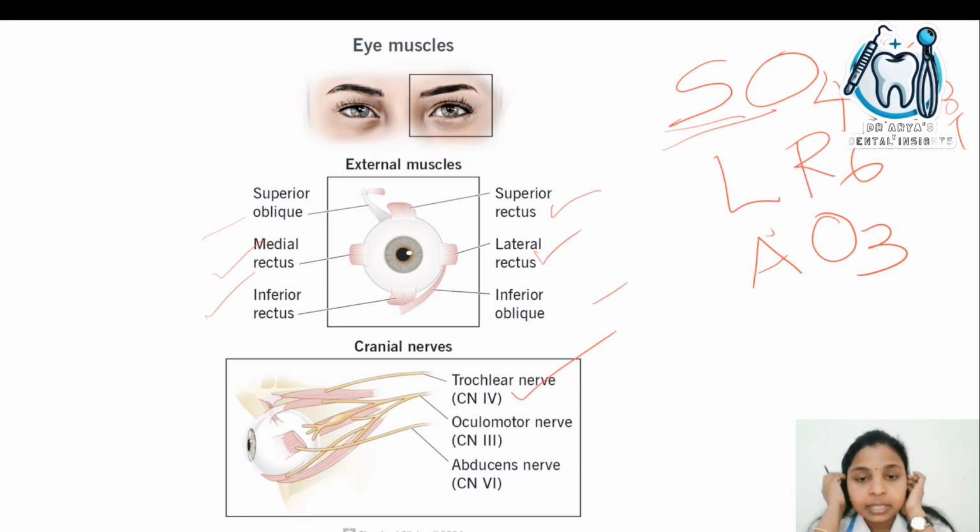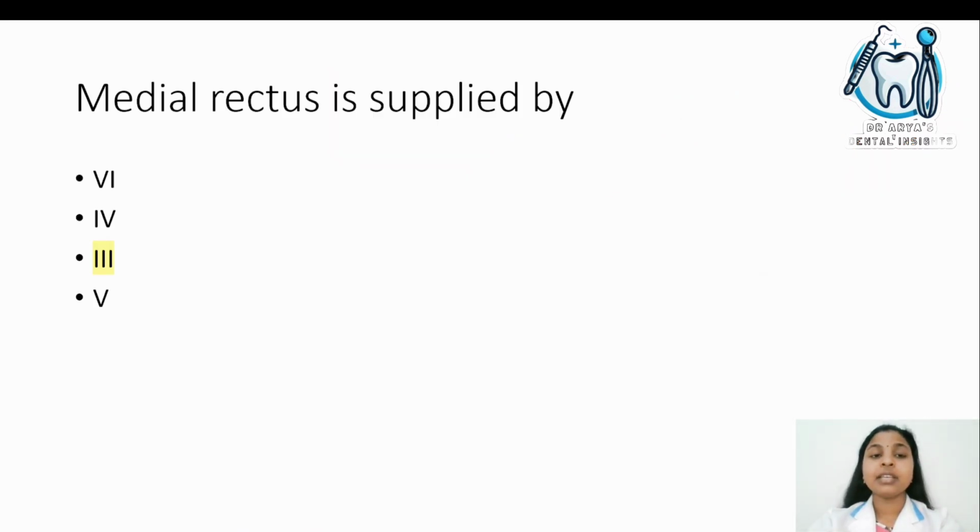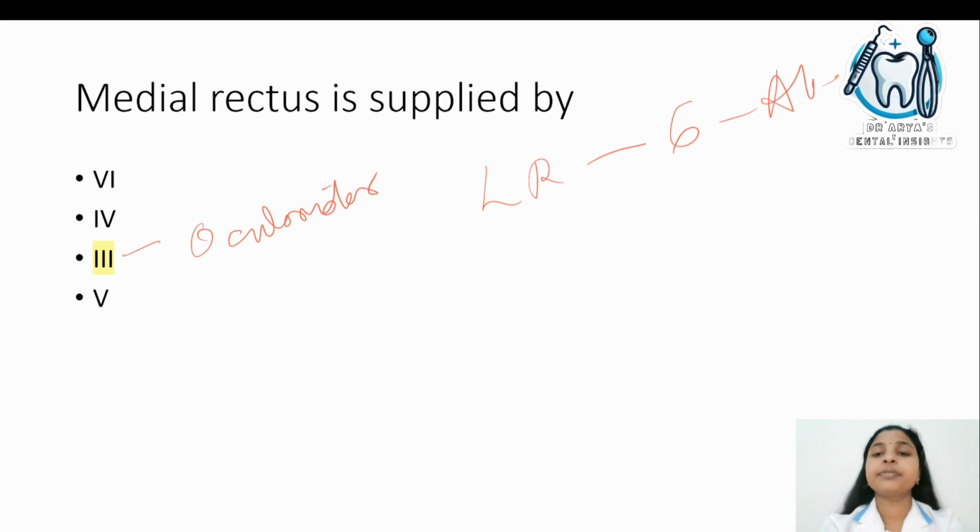Then the second one is LR6. What is LR? That is lateral rectus. So lateral rectus is supplied by the sixth cranial nerve. Which is the sixth cranial nerve? Abducens. Medial rectus is supplied by the third cranial nerve. Which is the third cranial nerve? Yes, it is oculomotor. Then lateral rectus is supplied by the sixth cranial nerve, that is abducens. Superior oblique is supplied by the fourth cranial nerve, that is trochlear.